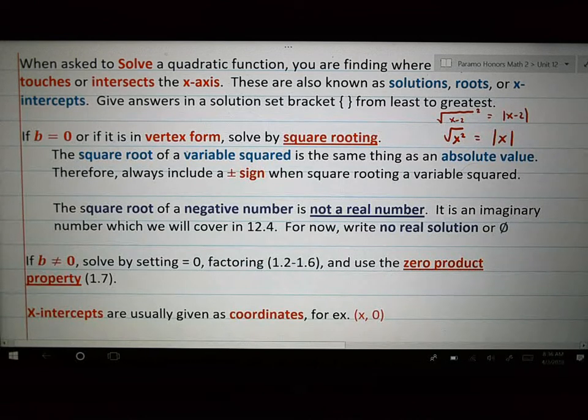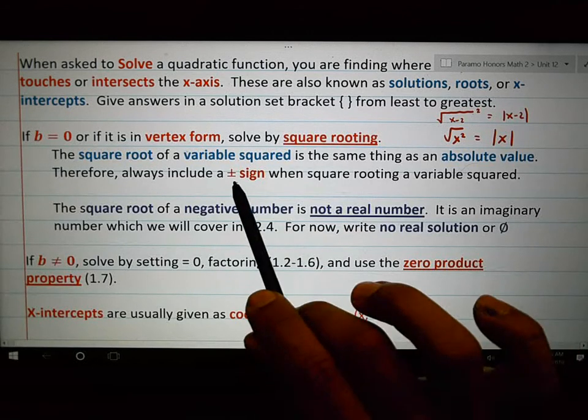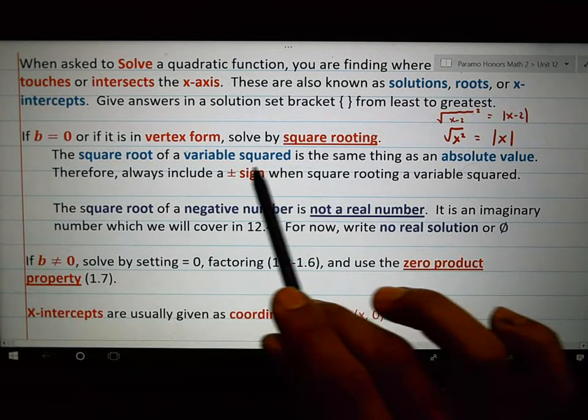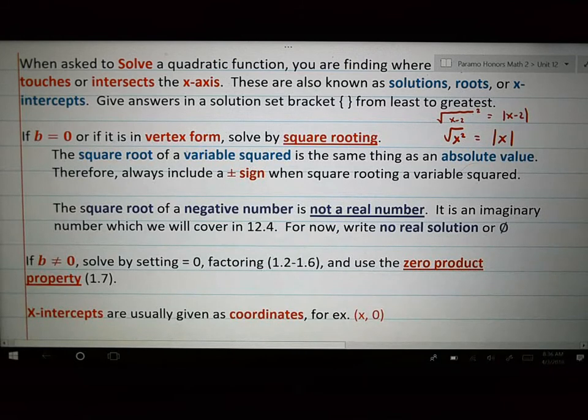Those two things produce the same graph, and if you ever want to play around with it, go to Desmos, punch it in, take a look at it, and you'll see that those are the same thing. So when we ask you to square root something squared, don't forget that there are two possibilities, a positive possibility and a negative possibility. When you square root something squared, do not forget that there are two possibilities. You're going to put a plus or minus sign as you're square rooting.